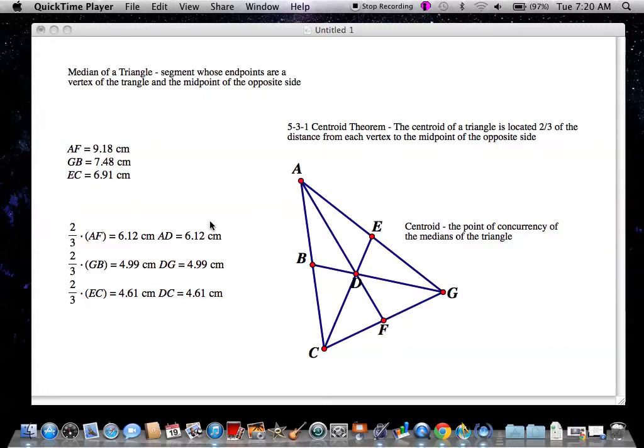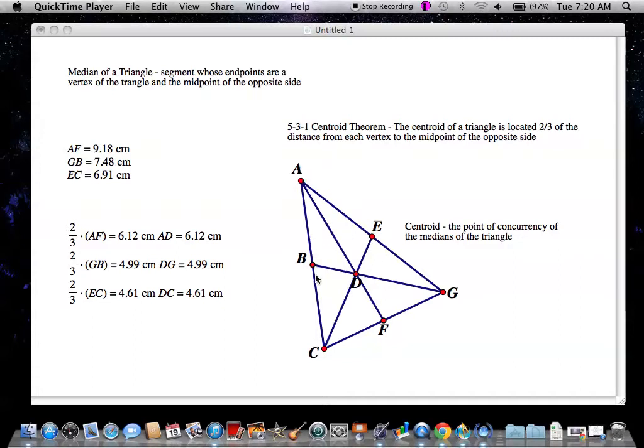Chapter 5, Section 3 is medians and altitudes of triangles. Okay, so first thing we're going to talk about is the median of a triangle. The median of a triangle is a segment whose endpoints are a vertex of the triangle and the midpoint of the opposite side.